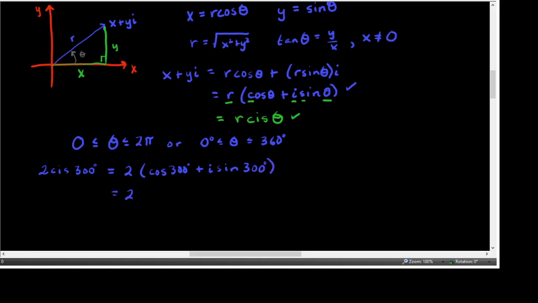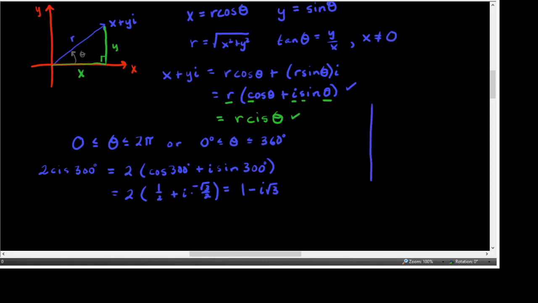And so cosine of 300 degrees is 1/2, plus i times the sine of 300 degrees, which is negative square root of 3 over 2. And when you distribute the 2, you get 1 minus i square root of 3.